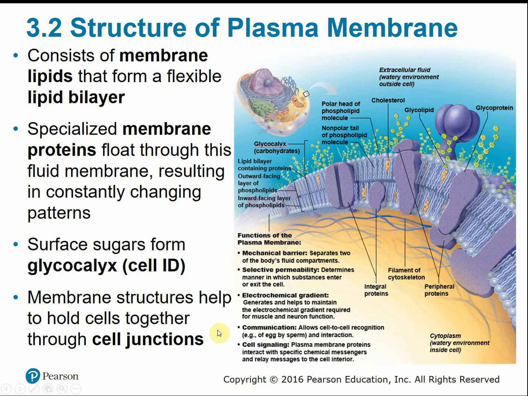So some other functions of the plasma membrane include, as we said, a mechanical barrier, so just separating the inside of the cell from the outside environment. That's selective permeability, so it's going to control what is allowed in and out of the cell. It's also going to help maintain an electrochemical gradient by maintaining certain ion and chemical concentrations in the fluids. It also participates in cell-to-cell communication and recognition, as well as cell signaling and receiving chemical messengers, such as hormones.